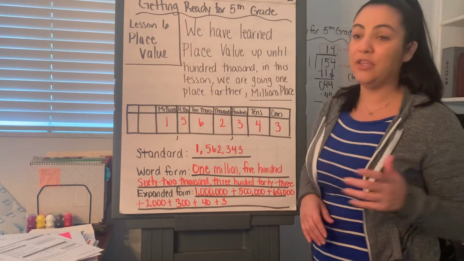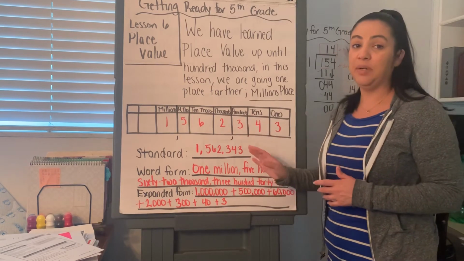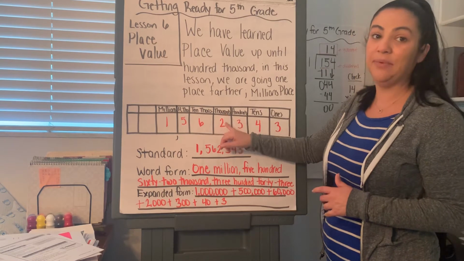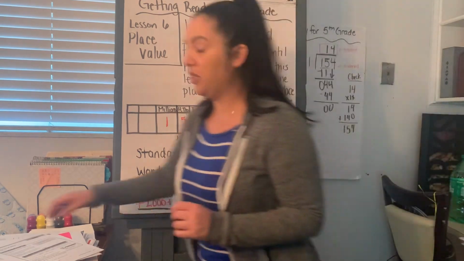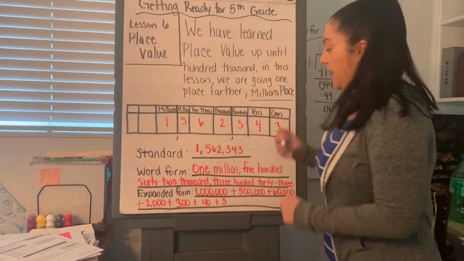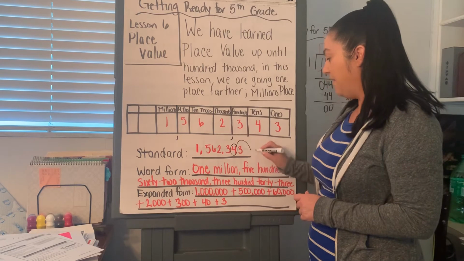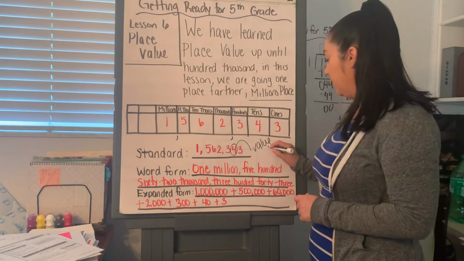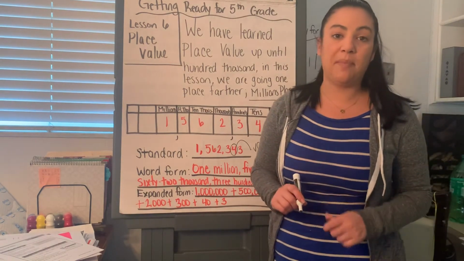Remember, if they're asking you, what is the value of the 2 in this number, it's not just 2, but because it's in the 2000s place, it would be 2,000. Okay, so we want to make sure that you remember this. So if they're asking us for the value of the 4, that value would be 40. And so that's what I want you to make sure to remember.